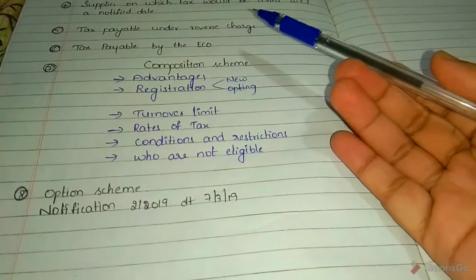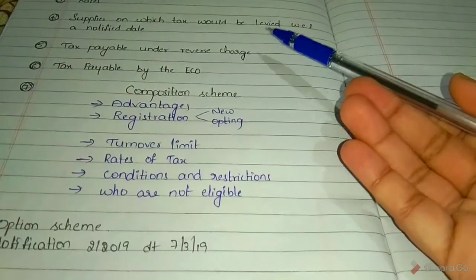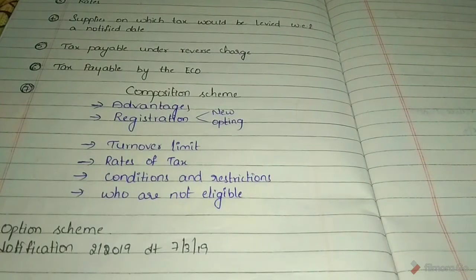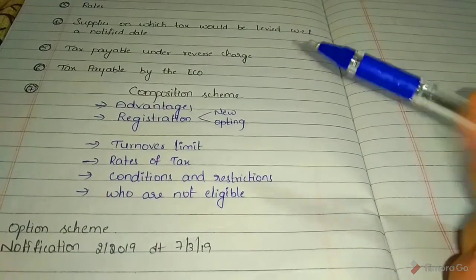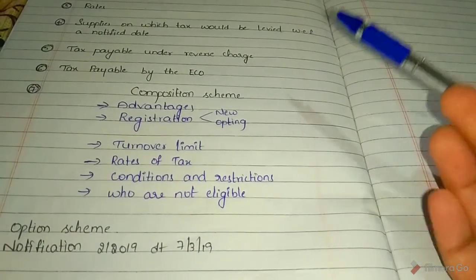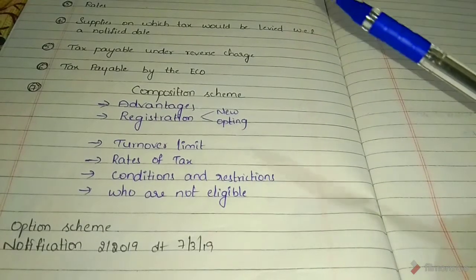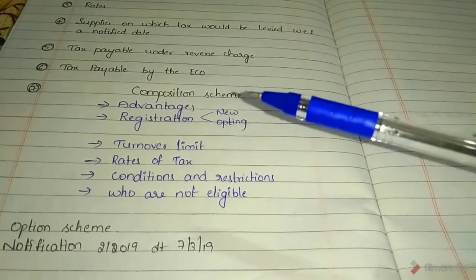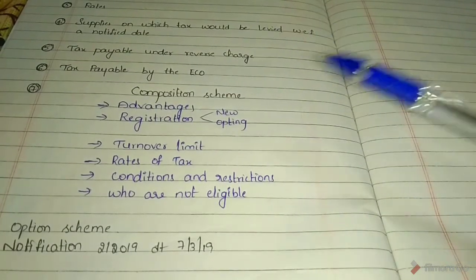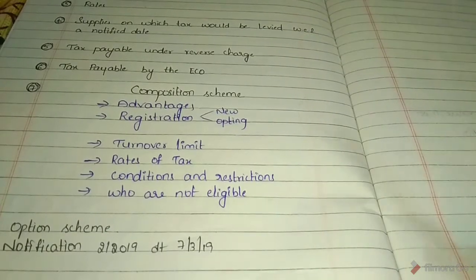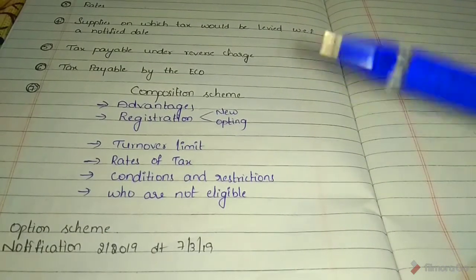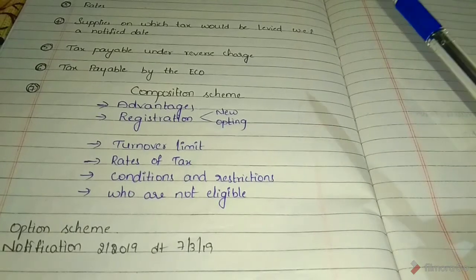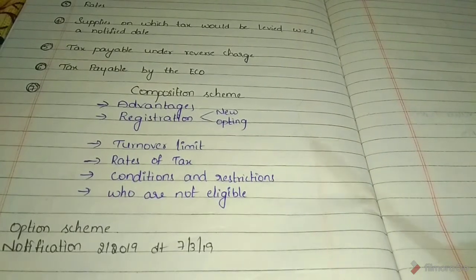Next question. Supplies on which tax would be levied with effect from a notified date? Petroleum crude, high-speed diesel, motor spirit, commonly known as petrol, natural gas, and aviation turbine fuel. These are all supplies on which tax would be levied with effect from a notified date. Okay.